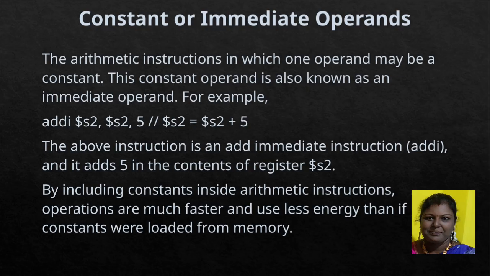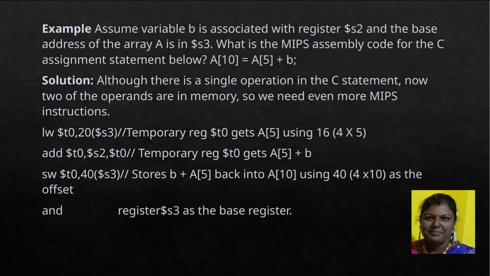Let's look at how to translate this C statement into MIPS assembly. We want to assign A10 the value of A5 plus B. Since both A5 and B are stored in memory, we need a few steps. First, we load A5 into a temporary register. Then we add B to that value. Finally, we store the result back into A10. Each memory access uses the base address in S3, with offsets calculated by multiplying the index by 4, since each array element is a word.